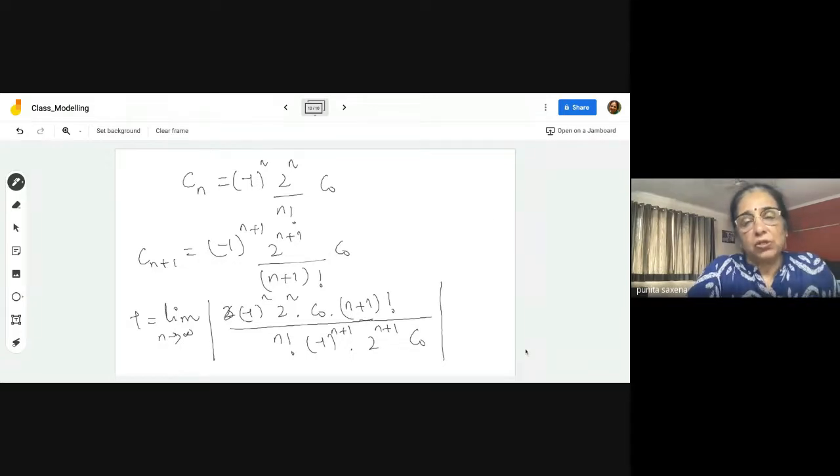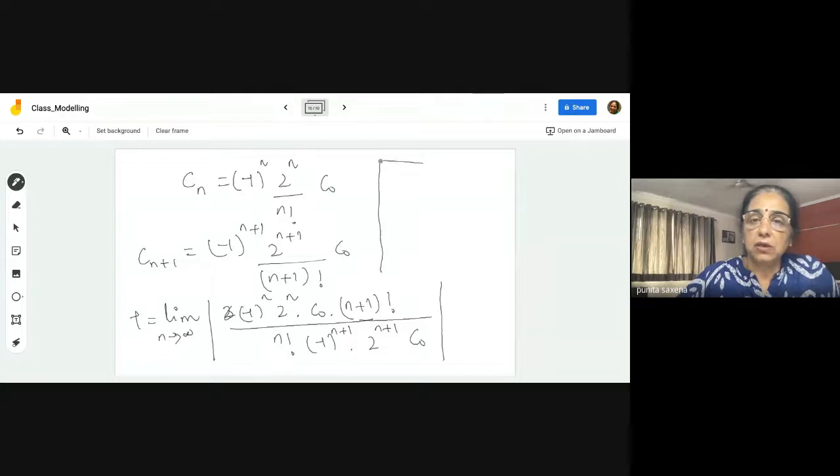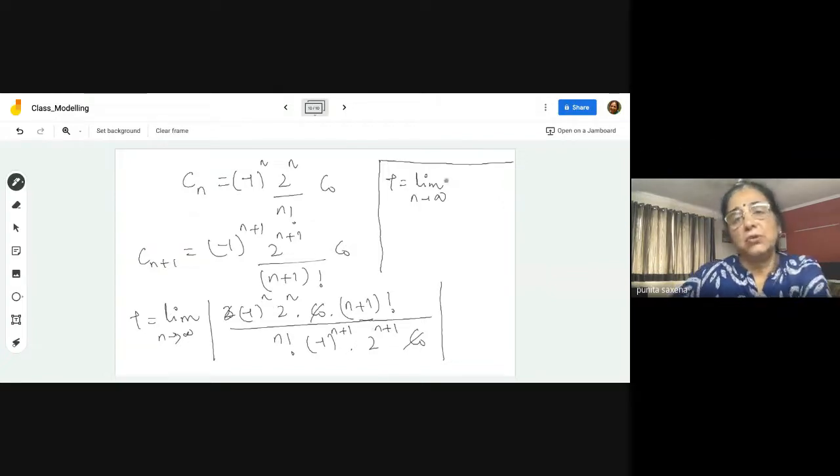Now what is this equal to? Can you simplify? I'll write it in this box now. So what is rho here equal to? The limit as n tends to infinity. What will it be? Just cancel out common terms. Because it's a modulus sign, the minus is not going to make any difference. So what does it turn out to be?